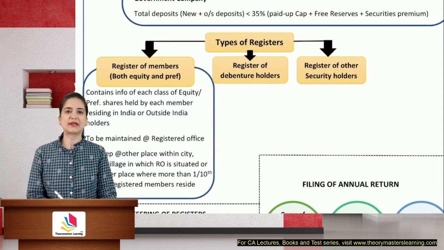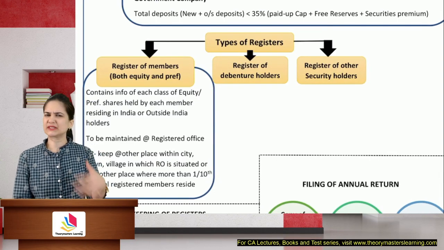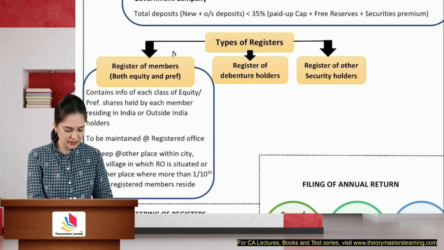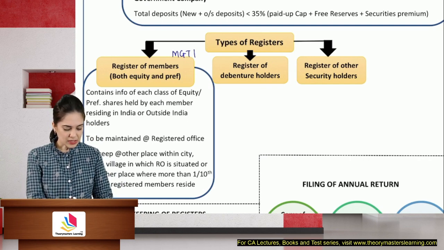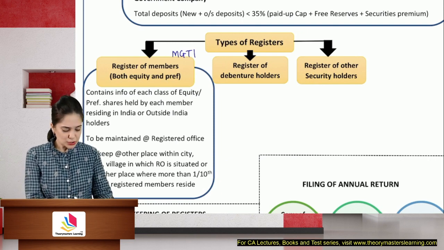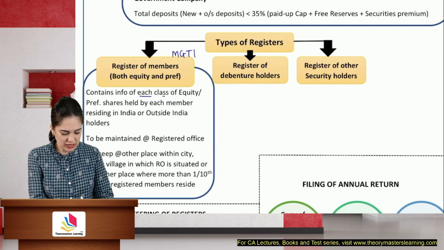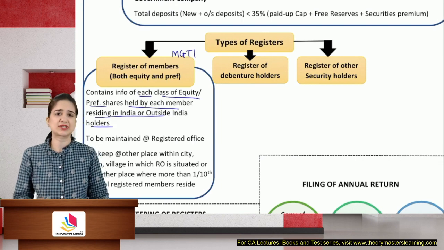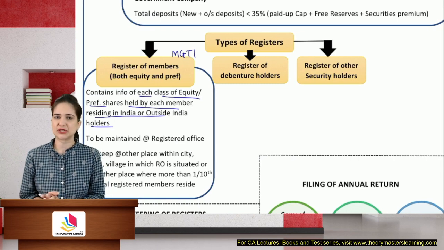Every company will maintain a register of members, whether they stay in India or outside India, and this will be maintained under MGT 1. What are the details that you will mention in the register of members? It contains information of each class of equity and preference shares held by them, either staying in India or outside India. We have to show it separately in the register.